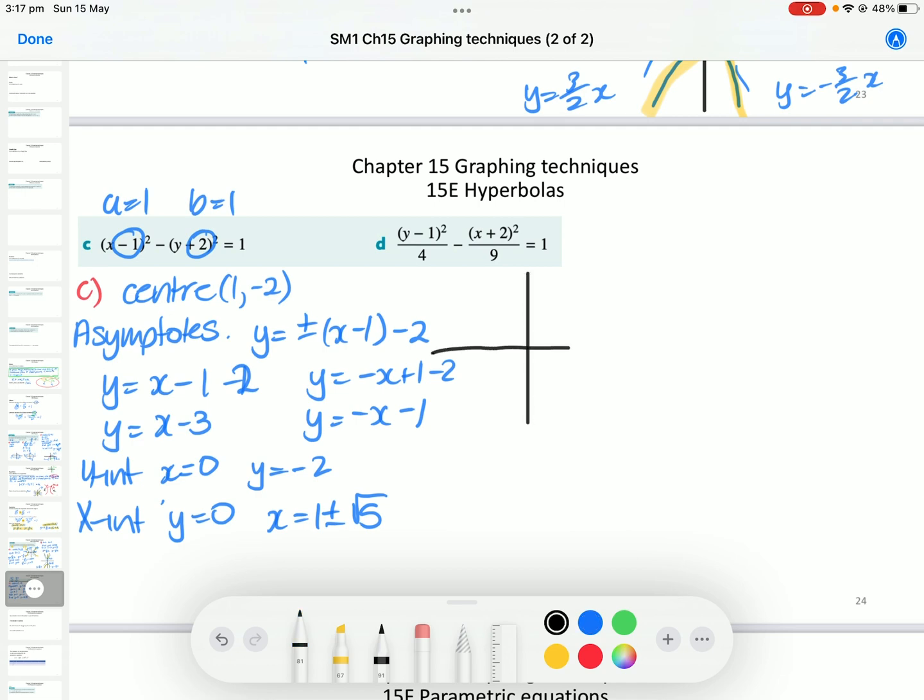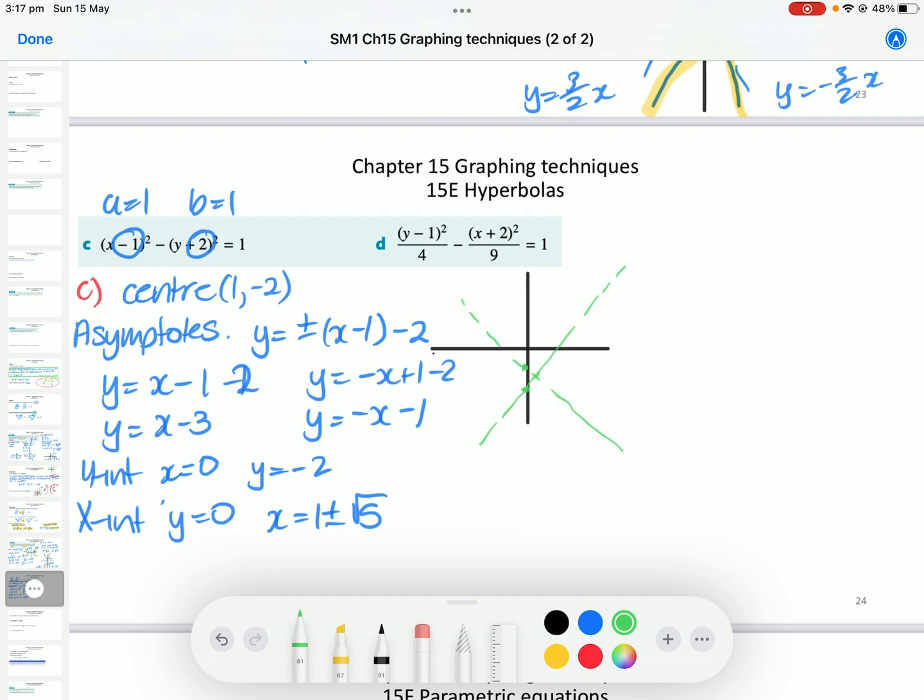I'm going to draw it here. A line of x minus 3, so minus 3 is there, it looks like that. And a line of minus x minus 1 looks like that. So that crosses at minus 1 and that crosses at minus 3. And then my centre is at 1, minus 2. That's this point here.